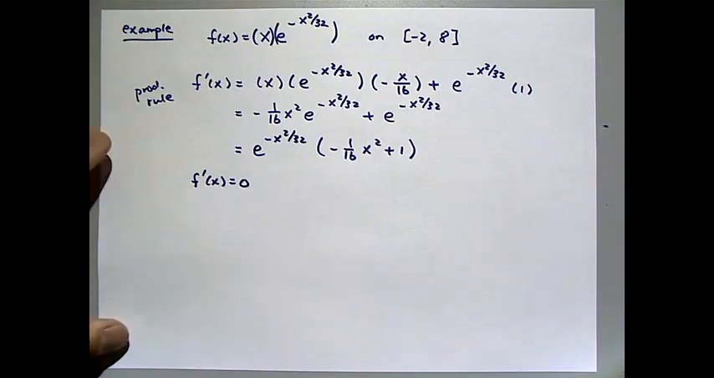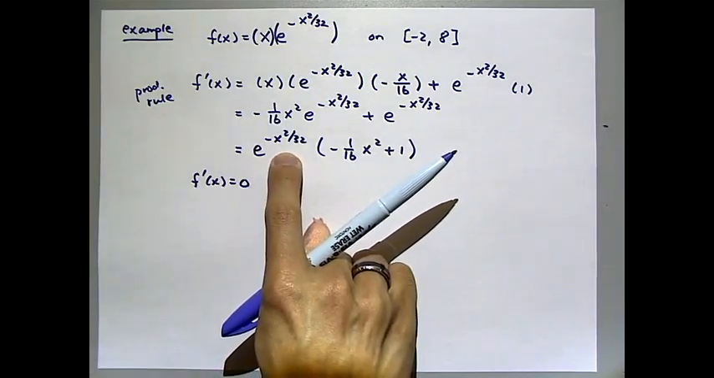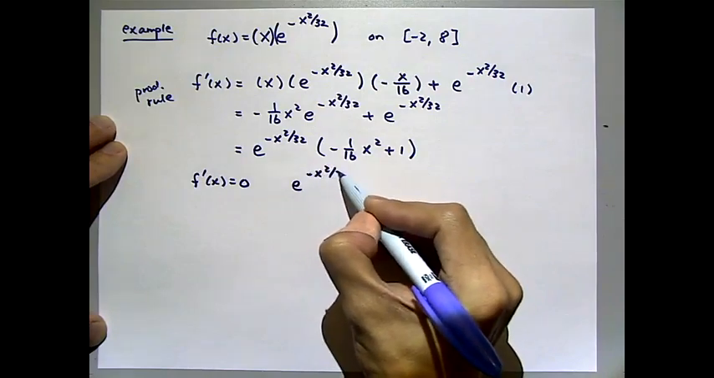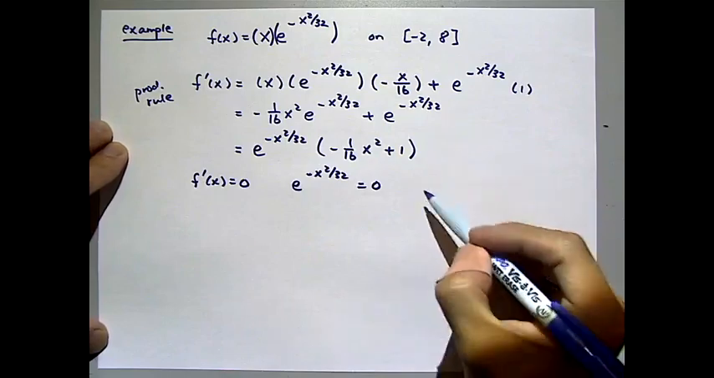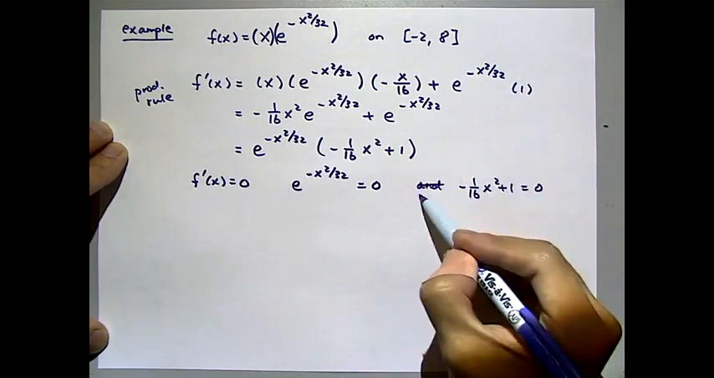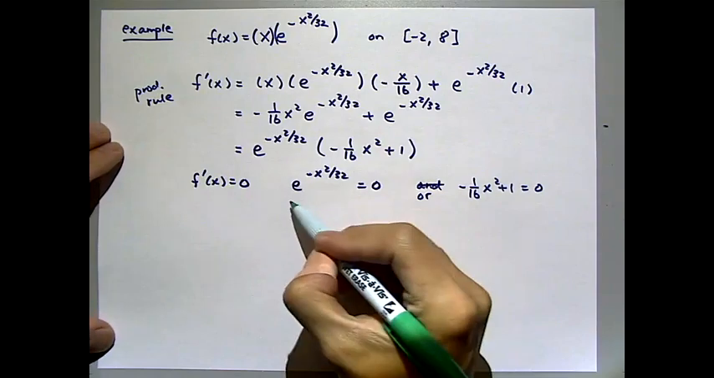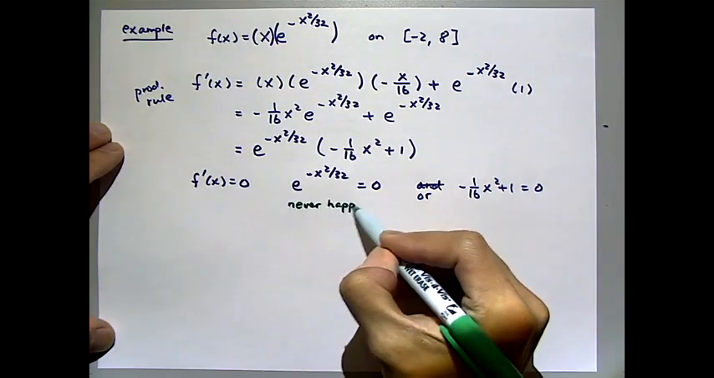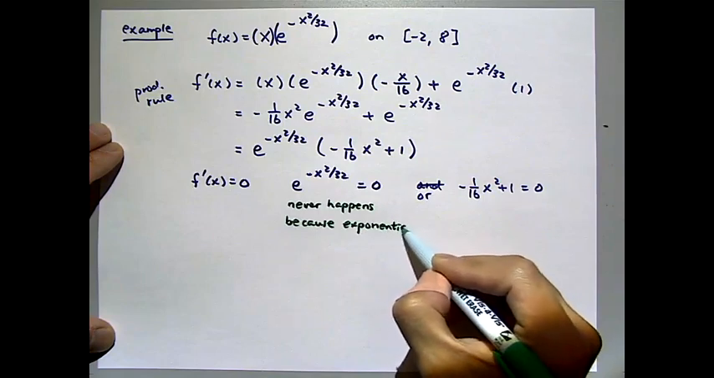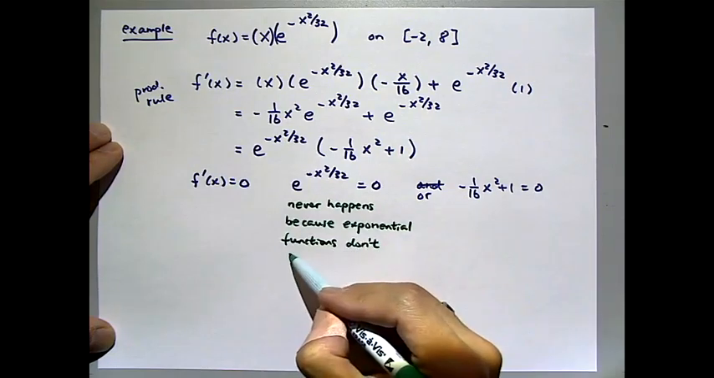So what he said here is we already know we don't have to worry about this part because e to the anything will never be 0. You can make it close to 0, but you can't make it exactly equal to 0. So let me write that down. Technically, we got to consider both of those. But this can never happen because we know that exponential functions don't have x-intercepts.